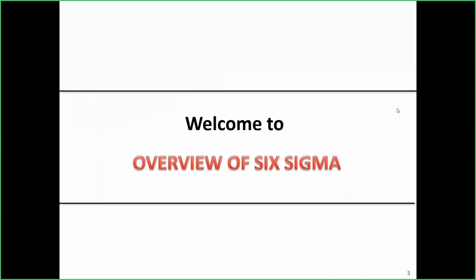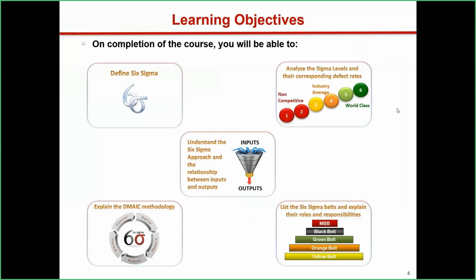Okay. Overview of Six Sigma. On completion of the course, we will be able to define Six Sigma, analyze the Six Sigma levels and their corresponding defect rates, understand the Six Sigma approach and the relationship between our inputs and outputs, explain the DMAIC methodology, the 5 phases of Six Sigma, and list the Six Sigma belts and explain their roles and responsibilities.